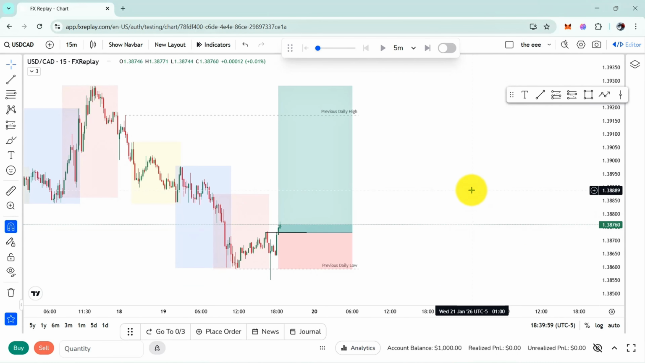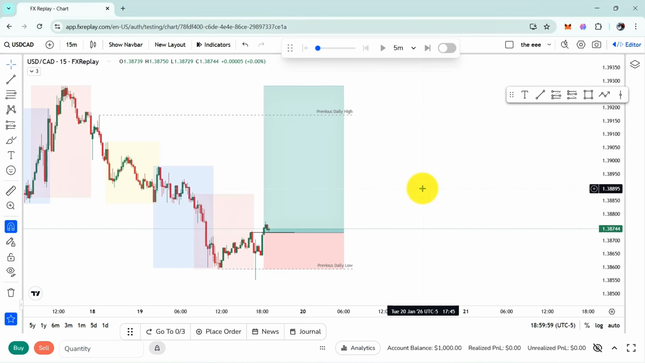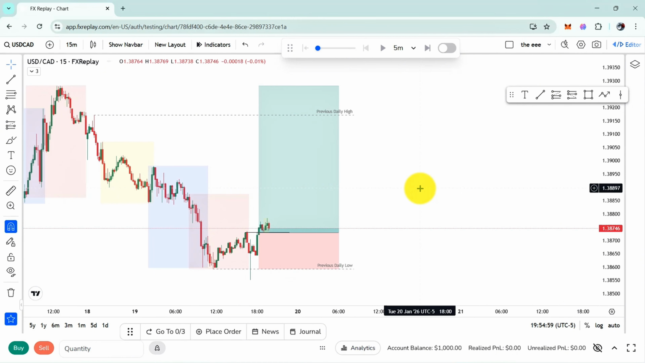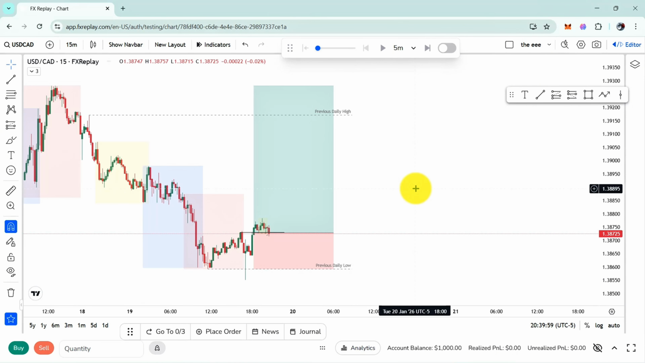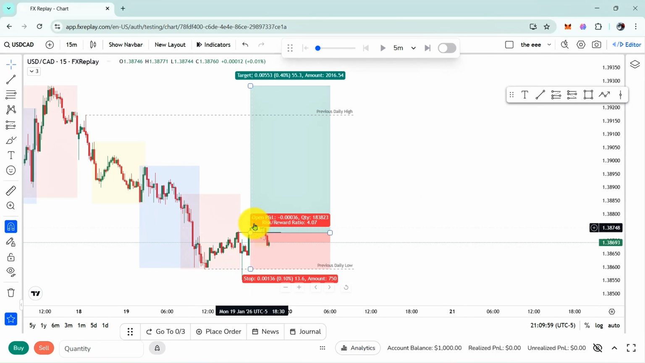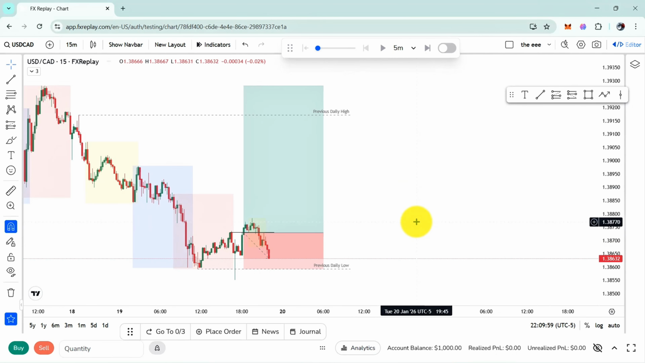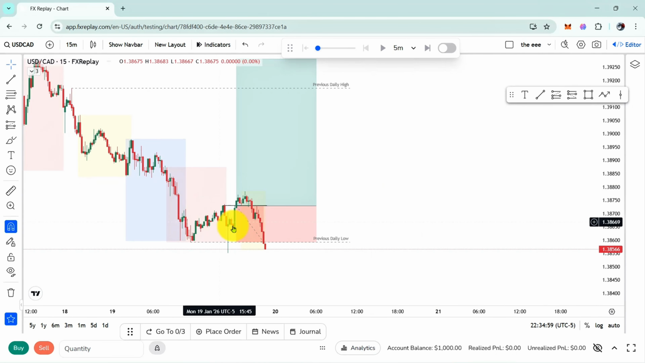If you get the market structure wrong, then you are wrong. So let's see what the market is going to do, if it's going to respect it or not. So this is another block which should be respected. Then what did they do? They sold it down aggressively, now turning this whole structure that we have here into a breaker block.